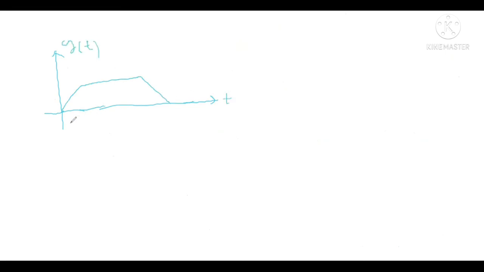At last we will get y of t, which is a trapezoidal signal.